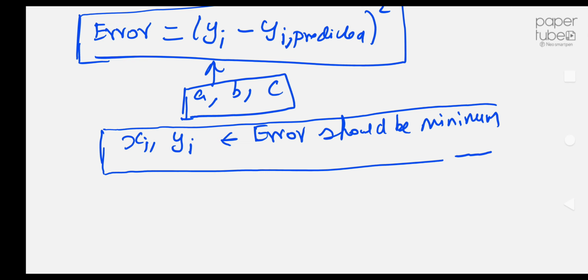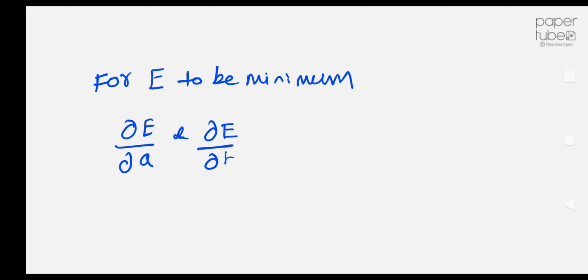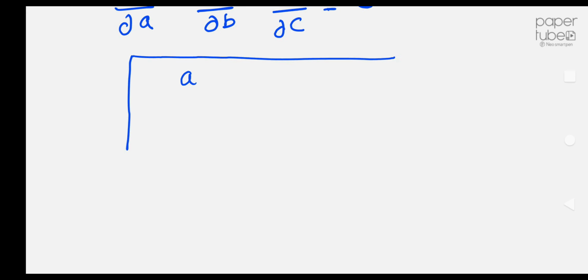So for e to be minimum, let's call error using notation e. For e to be minimum, the change in error with respect to change in a, the change in error with respect to change in b, and the change in error with respect to change in c should be equal to 0. So what do we mean by that? Either you can go for a trial and error method, where you randomly substitute some values of a, b, and c until you observe the error is at minimum. But this is something we don't have to do.